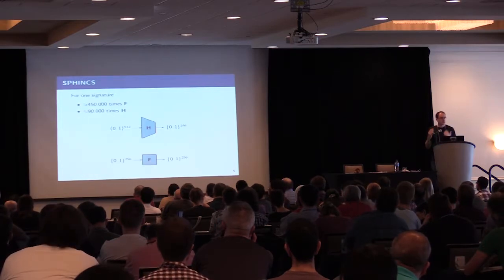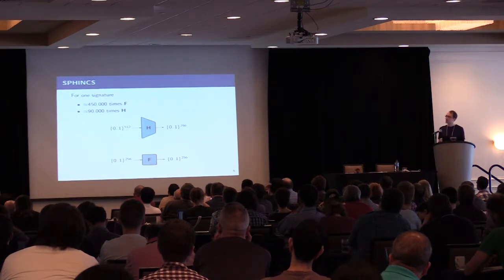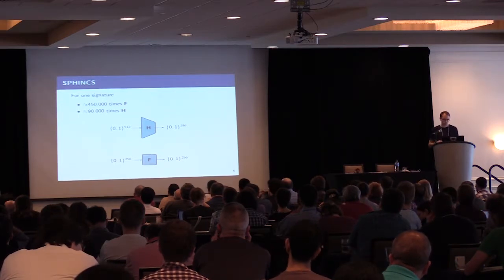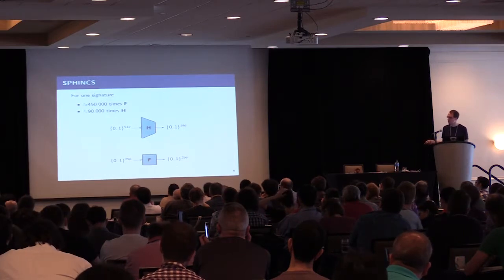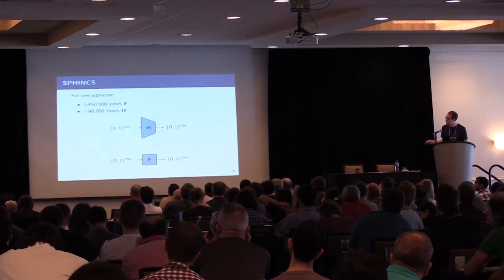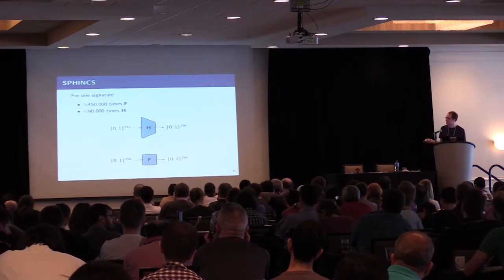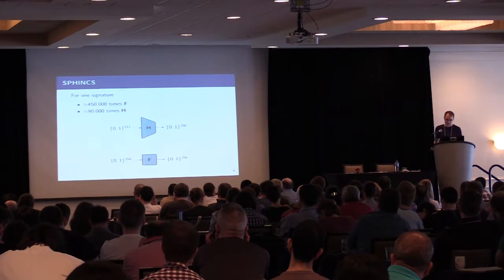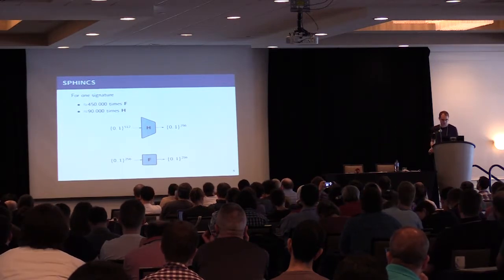To give you some feeling of how many hash computations we do: if you want to do one signature in SPHINCS+, we do almost 500,000 calls to the one-to-one function F, which we have in the hash chains, and almost 100,000 calls to the H function, which we have in the Merkle trees. So overall, around 500,000 hash computations.